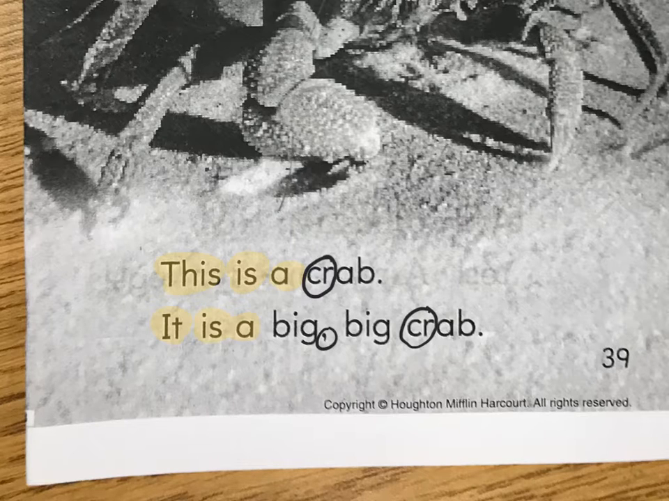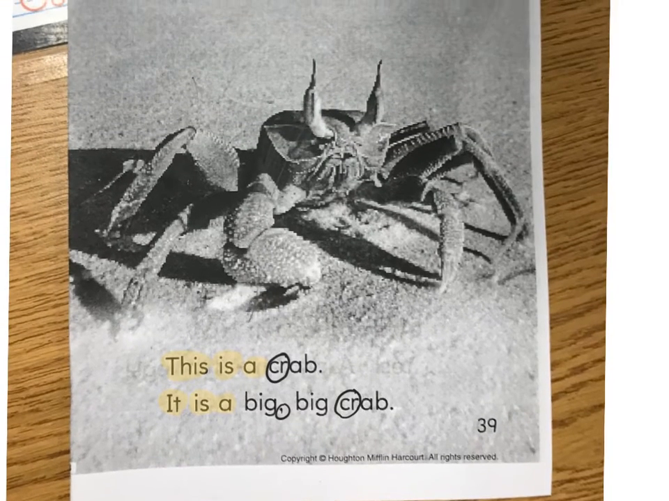Okay, let's read together. Fingers ready under the word this. Ready and read. This is a crab. It is a big, big crab. Ooh, what does that comma tell me to do? Take a pause. So let's read that sentence again. Make sure you pause between big and big. Ready? Fingers ready? It is a big, big crab. Ooh, that sounds better than big big, right? Big, big crab.